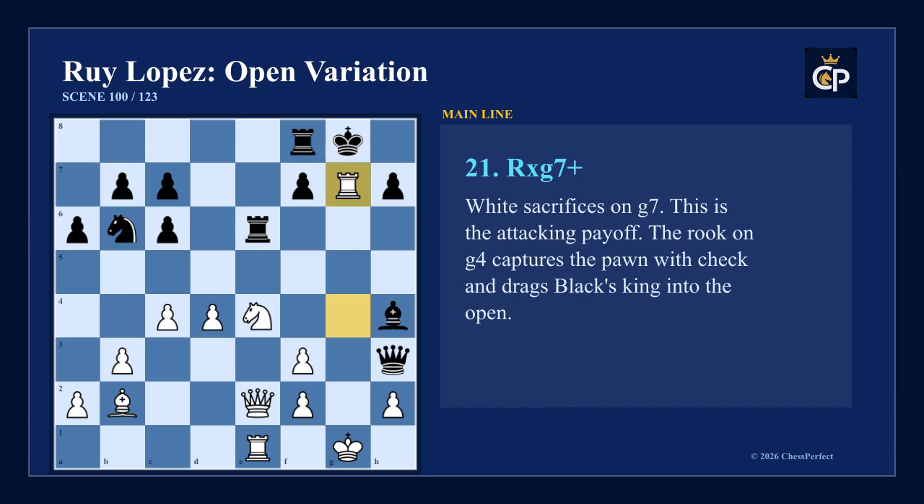Rook takes g7, check. White sacrifices on g7. This is the attacking payoff. The rook on g4 captures the pawn with check and drags black's king into the open.